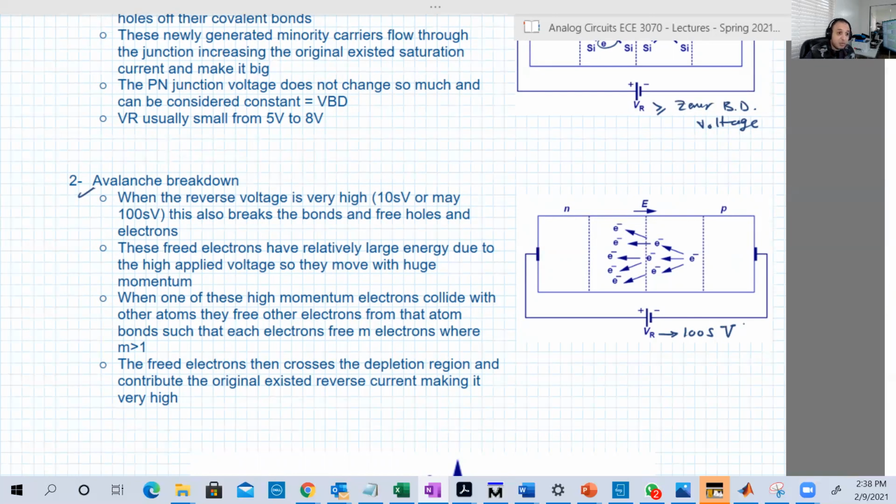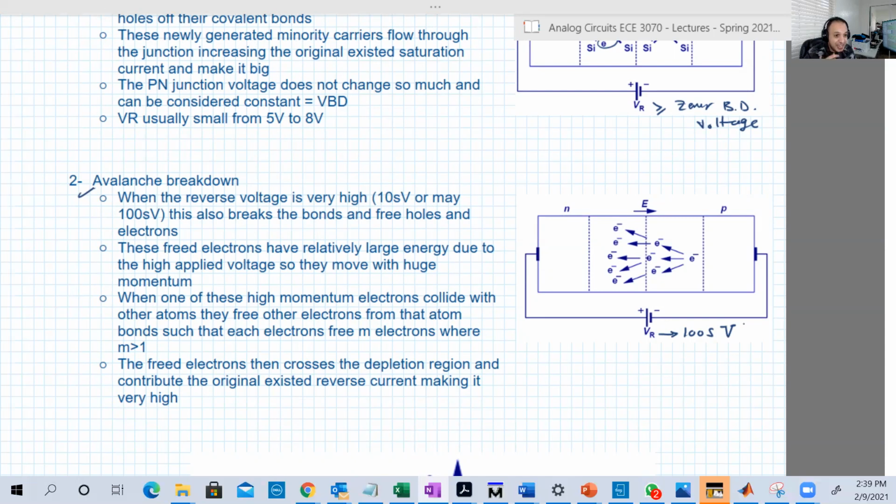So with that amount of electrostatic energy, when one of the minority carriers, for example an electron, gains such energy, it moves with a very high speed, so it has a very high momentum. So when it impacts or collides with an atom, a silicon atom for example, it may free more than one electron as well.